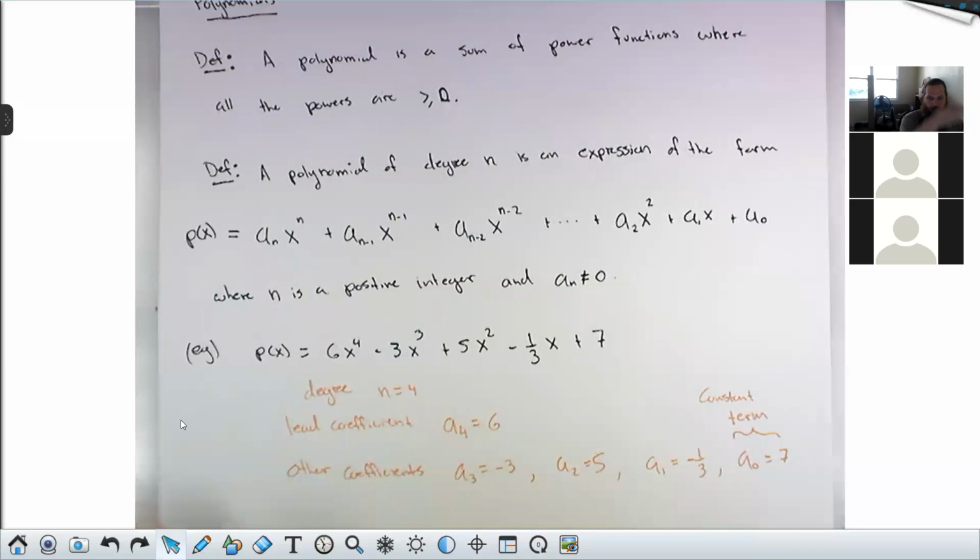Before I do that, are there any questions about where these labels are coming from? Like how we knew the degree was 4, how we knew the lead coefficient was 6, or how we wrote any of these down?